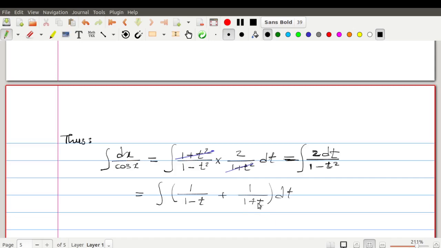Cross multiply this times that will give us 1 minus t squared. Now cross multiply will be adding these 2 terms, so negative t will cancel out with t, and 1 plus 1 will be 2 in the numerator. So that's exactly what we have. So this is dt by that, dt by that.